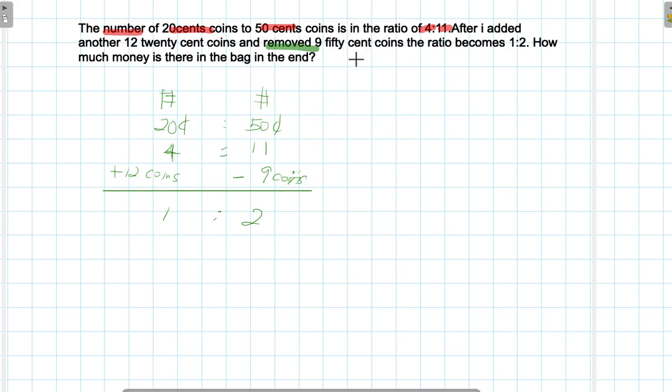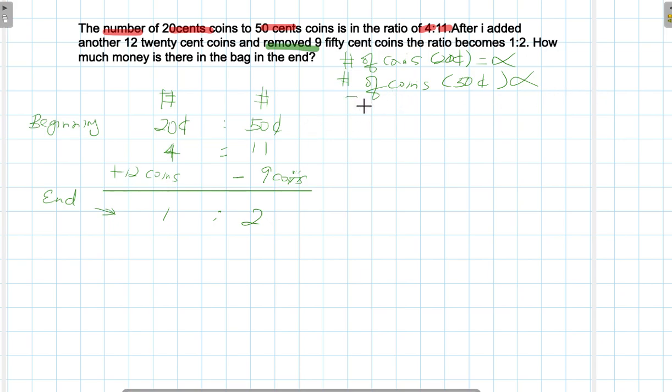First ask yourself, the number of 20-cent coins at the beginning and the end, is it the same? Here is the beginning. Here is the end. The end is 1:2. So it's not the same. I cannot use this to help me solve the problem. What about the number of 50-cent coins, from the beginning to the end, is it the same? Obviously not, right? Because I minus 9 coins. So how can that number be the same?